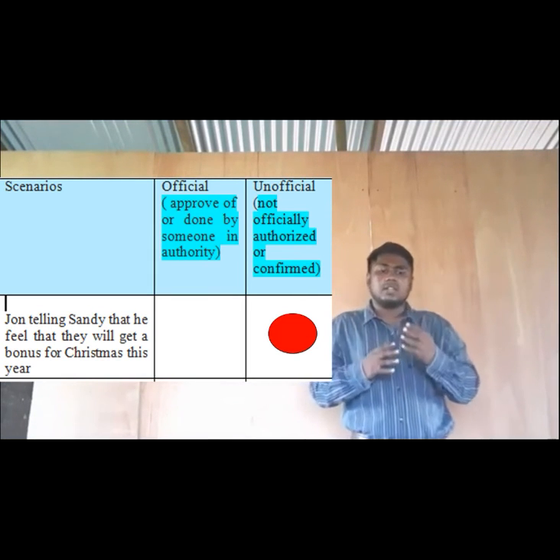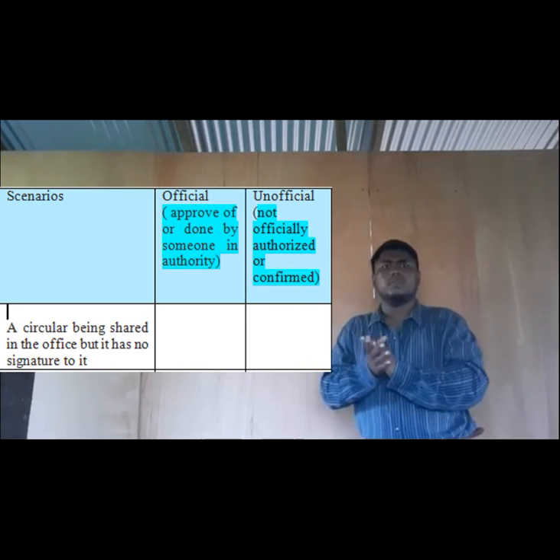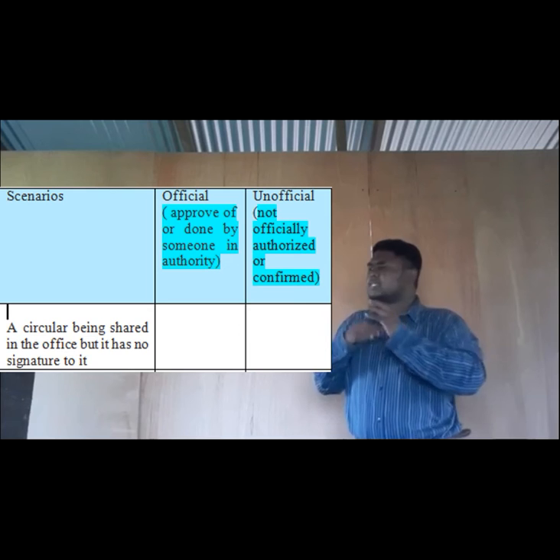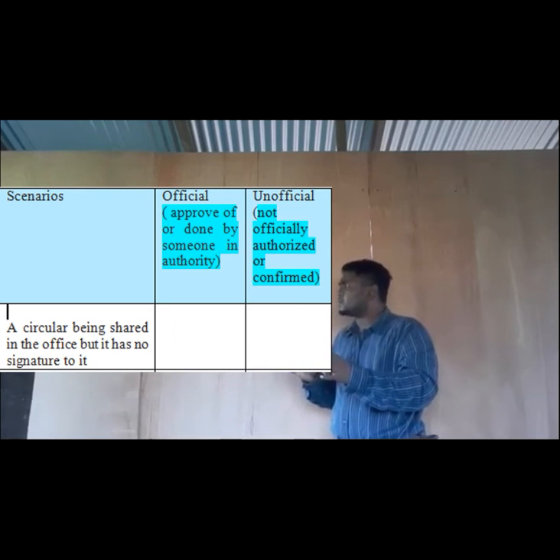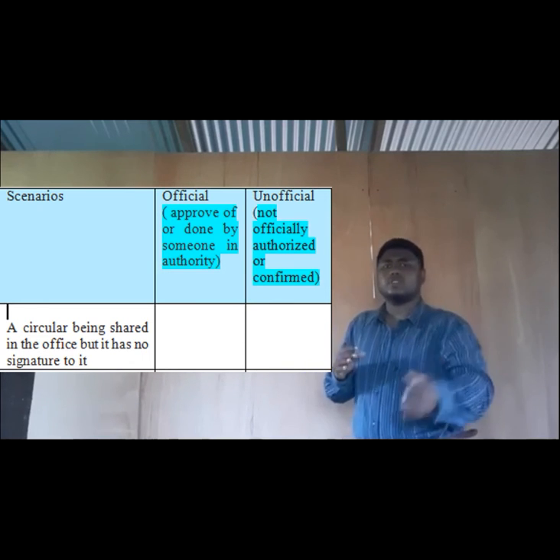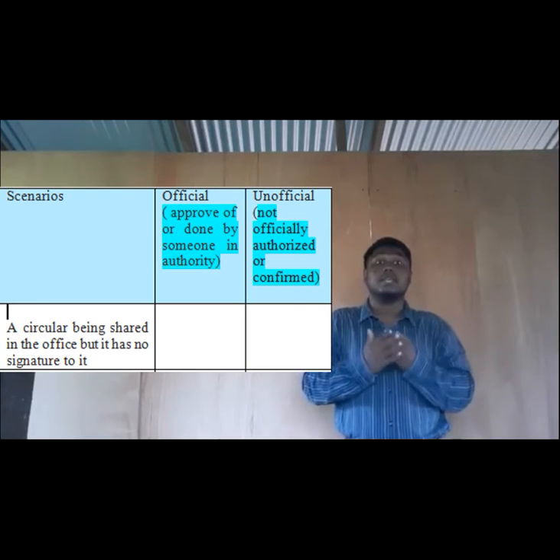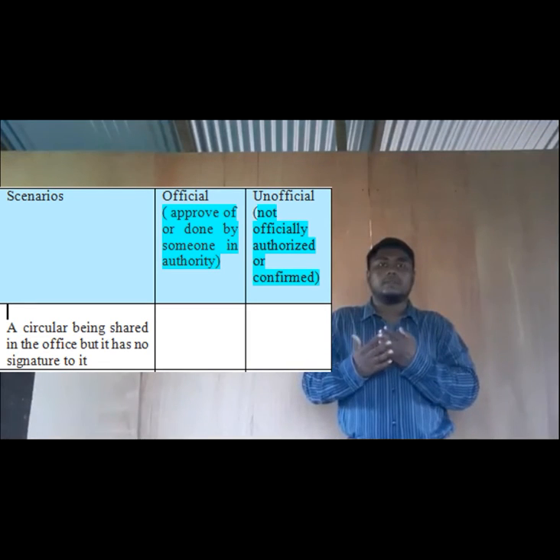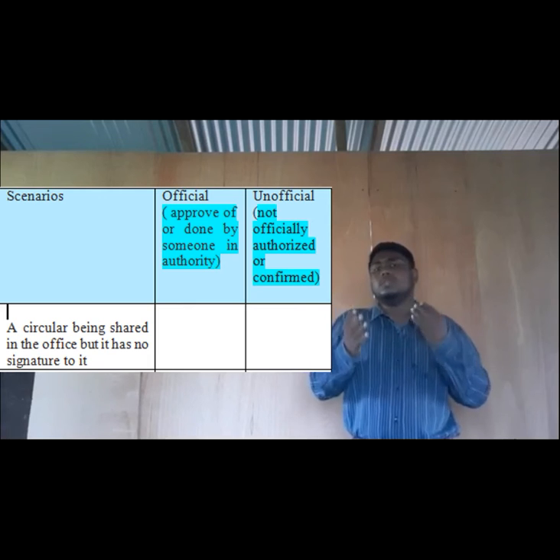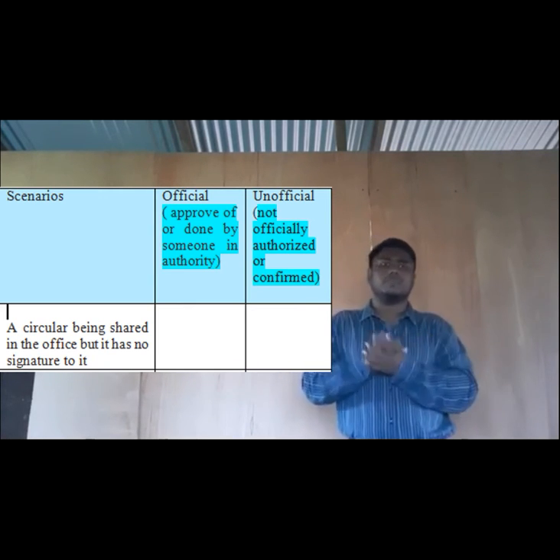A circular is being shared around the office without the manager's signature. Now this one is a bit tricky. Suraf, you and your group are going to take it on this one. So a circular is going around the office and it doesn't have the manager's signature. Normally when a circular goes around the office, it has to have some kind of signature to show that the circular or the document is authentic. So what do you think? Is this an official means of communication or an unofficial means of communication?